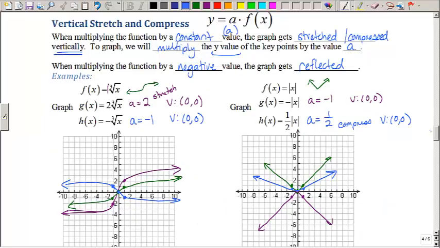So that concludes our three types of transformations: the vertical shifting, the horizontal shifting, and the vertical stretch or compress with a reflection. Next, we're going to put all of these together and give you several examples.